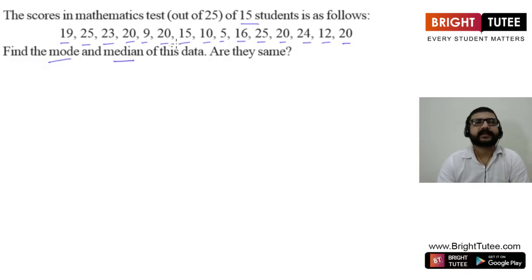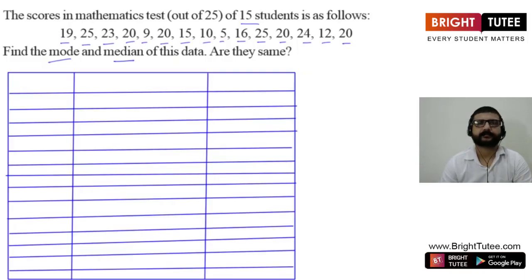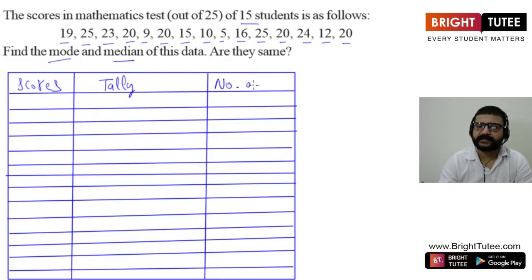Now as we can see, this data is in unorganized form. So for finding the mode, we will just organize this data into a tabular form. For that we have to construct one table. In the first column of the table we will write all the observations. We can write it as scores in this case. And the second column will be tally. And the third one will be showing the frequency of each and every score. So we can write it here as number of students in this case.